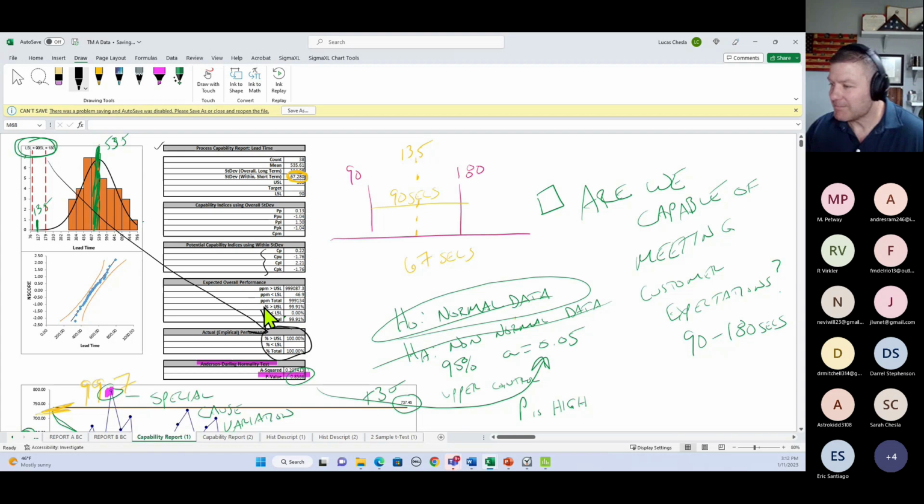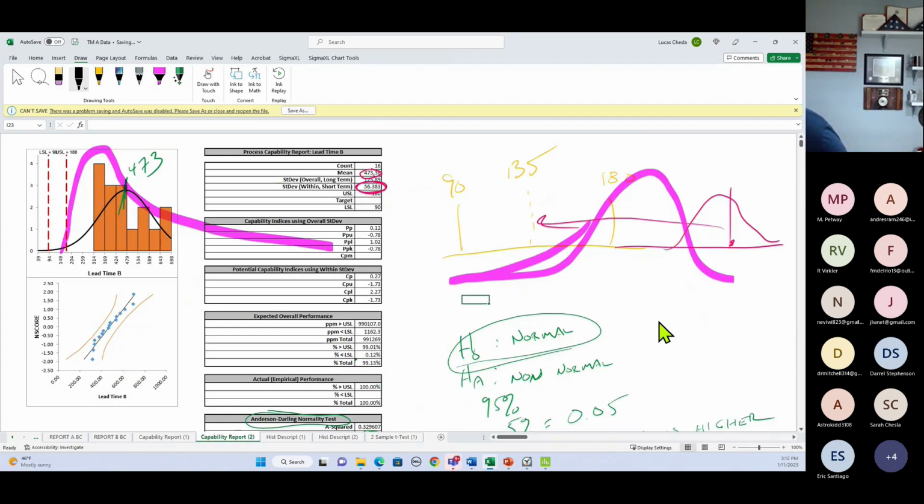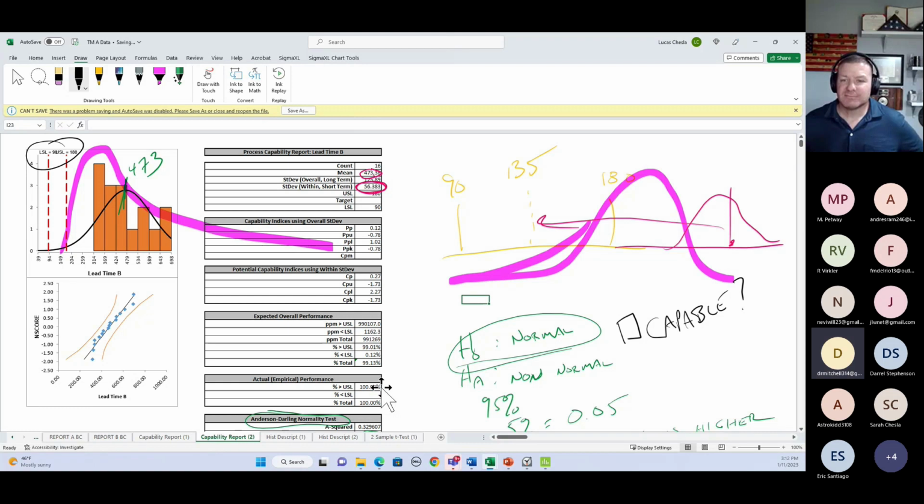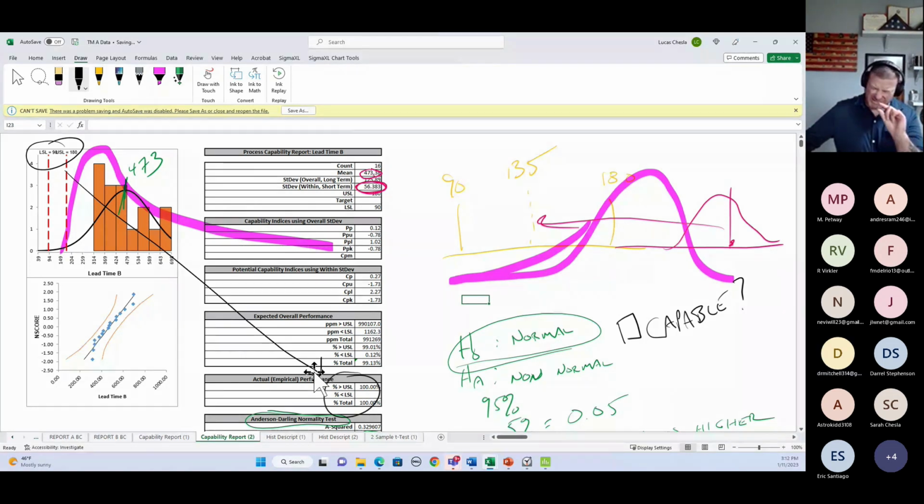So let's take a look at Team B. All right. And so I'm just going to put capable because I'm giving you all both data, so you can look at the slide before, so I don't have to handwrite it all. Are we capable of meeting customer expectations? What do you think, Team B? Yeah, it's not going to happen. Very dry. I like it. No. How far off are you? A smidge. Just a hair. 100% fall outside of the upper spec limit.